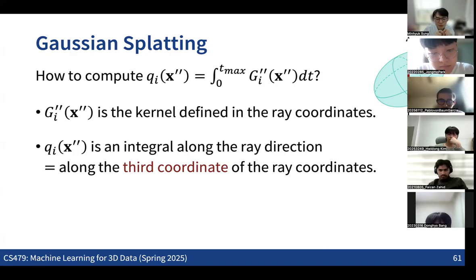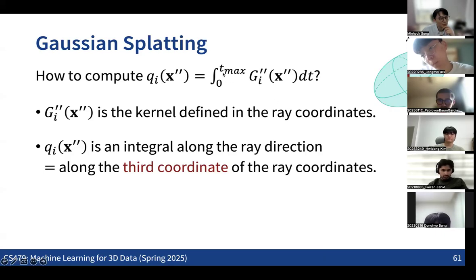And in the ray coordinate system, the distance along the ray was represented as the third coordinate, right? So we have the projected x coordinate and the y coordinate, which determine the position of the ray in the image plane. And the third coordinate is basically representing the distance along the ray. What we are calculating here is the integral along the distance along the ray. So this is nothing but taking the integral along the third coordinate of the ray coordinates. You can see the meaning of that.